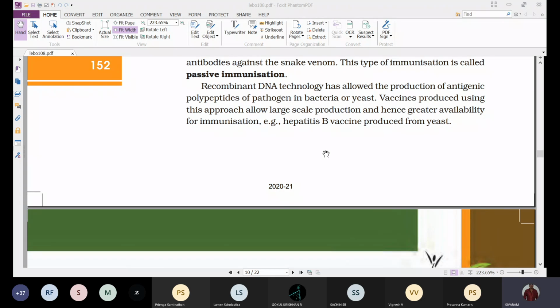The first vaccine that is produced by using this recombinant DNA technology is a hepatitis vaccine produced from yeast. Hepatitis B is caused by a hepatitis B virus, but the vaccine for the hepatitis B virus is produced by using yeast. Here, the antigenic structure which represents this hepatitis B virus is produced by introducing it into the yeast cells.